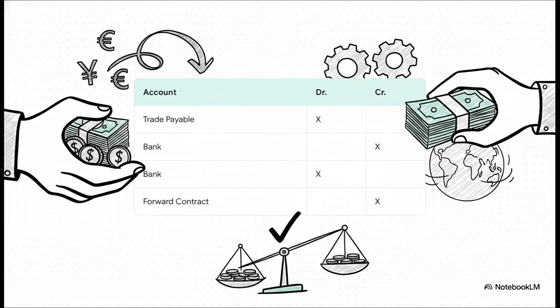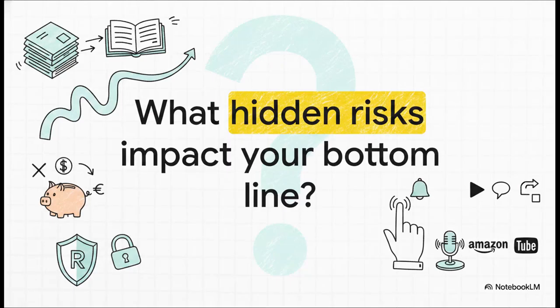We debit the trade payable to clear the liability and credit the bank for the cash outflow to our supplier. Simultaneously, we debit the bank for the cash inflow from fulfilling our forward contract, and we credit the forward contract to clear that asset right off our books. Everything is perfectly balanced. It's a truly fascinating process that keeps our ledgers perfectly balanced and completely compliant with IND AS.